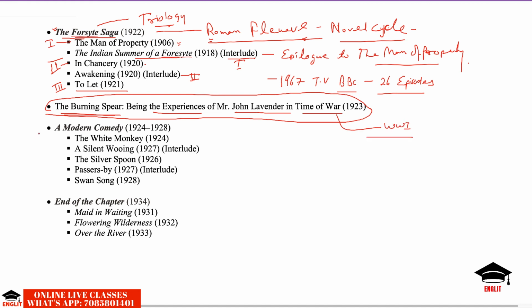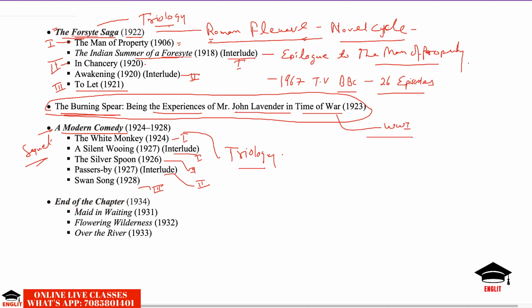Then it is the sequel, A Modern Comedy. Forsyte Saga was collectively published in 1922. Modern Comedy was not so popular as its predecessor. However, it was a great novel series. It was also a trilogy. It was also modeled in the same sequence. The White Monkey first novel, The Silent Wooing first interlude, The Silver Spoon second novel, Passers-By second interlude, and Swan Song third novel. So similar to this Forsyte Saga, it was also a trilogy.